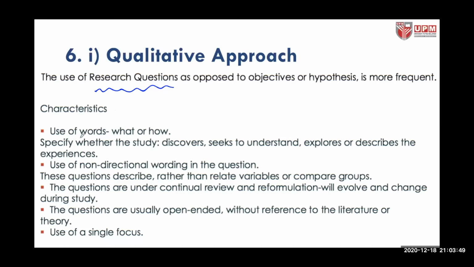In terms of the characteristics, use words like what or how, specify whether the study discovers, seeks to understand, explores, or describes the experiences, and use non-directional wording in the question. These questions describe rather than relate variables or compare groups. The questions are under continual review, meaning you can go back to the research question and reformulate it. Reformulation will evolve and change during the duration of the study. The questions are usually open-ended without reference to the literature or theory, and normally we use a single focus. That is the characteristic of research questions in the qualitative approach.